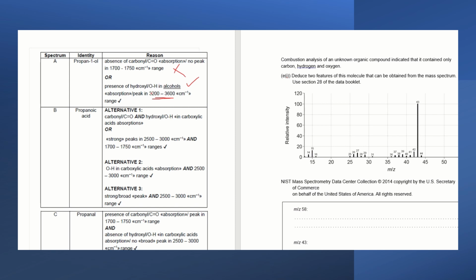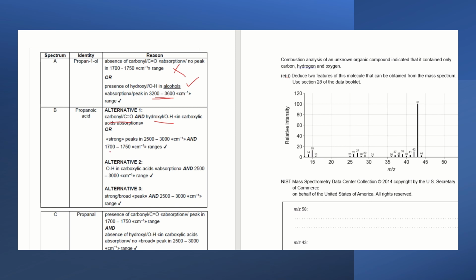Okay, so it's really important that you are very specific about what you're talking about. Not only do you say what you see or don't see, but you have to talk about the range that you're supposed to see them or not see them. The second spectrum is that of propanoic acid. Okay, so here are your options to prove that it's propanoic acid: that you have a carbonyl group and a hydroxyl group in carboxylic acids.